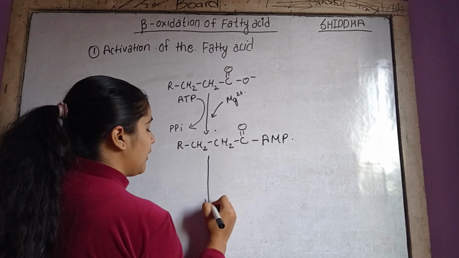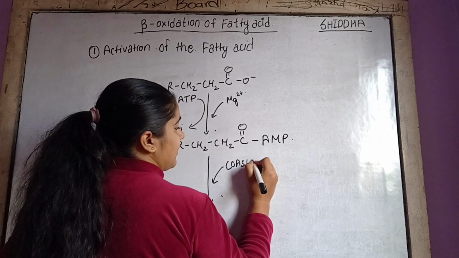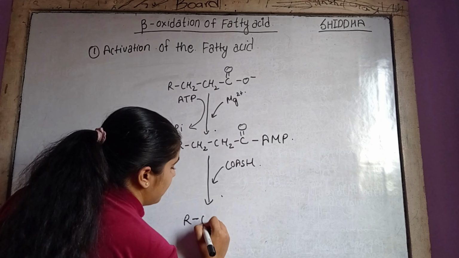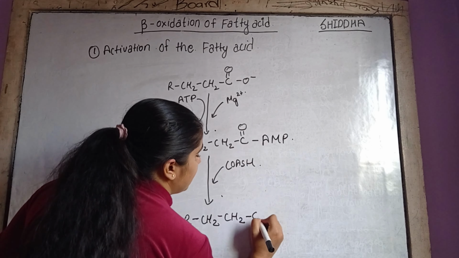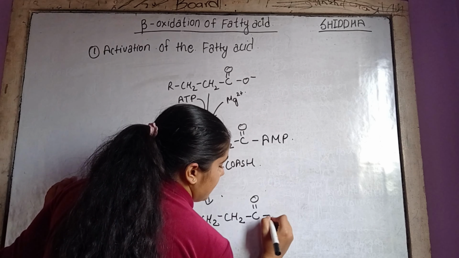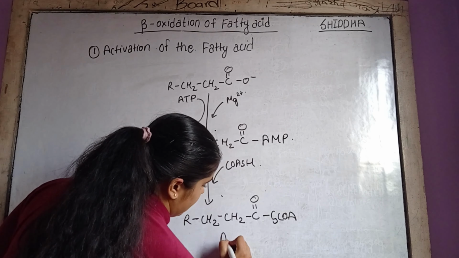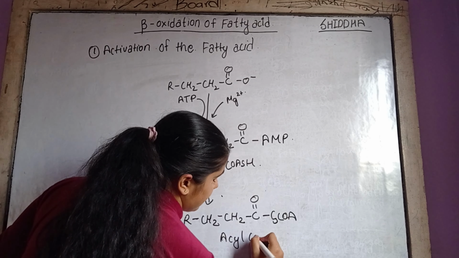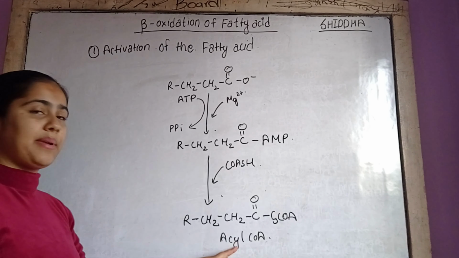And again, when coenzyme A is added, it will form our compound acyl coenzyme A. Replace AMP here and become acyl coenzyme A. So we have acyl coenzyme A.